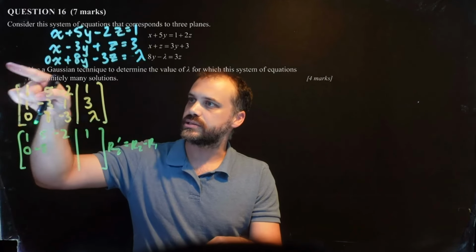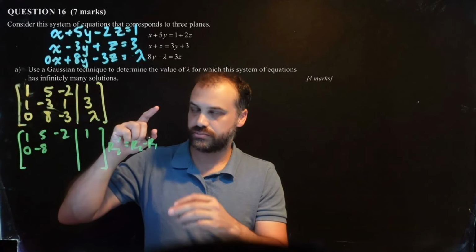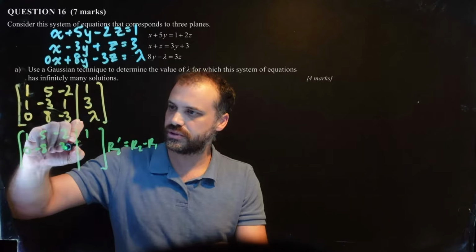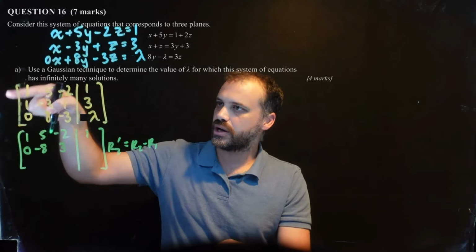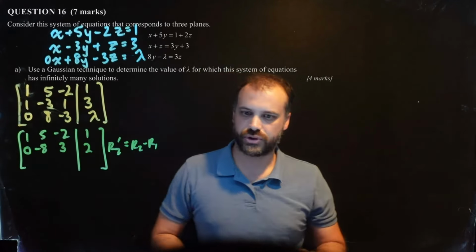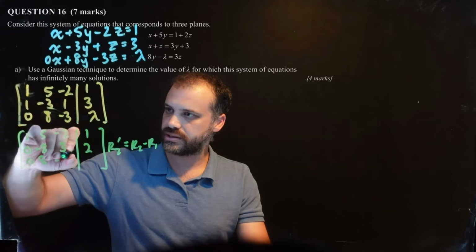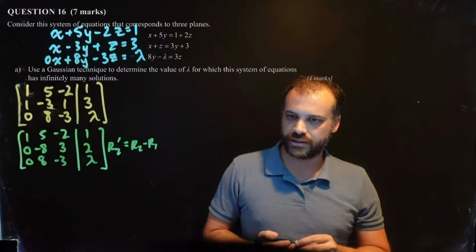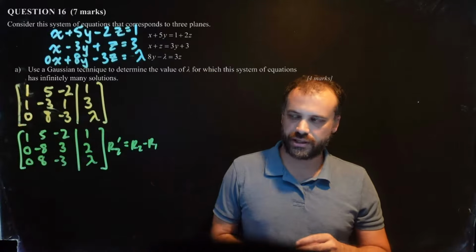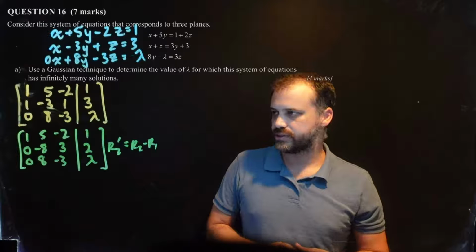1 minus 2 is the same as 1 plus 2, which is 3. And 3 minus 1 is 2. All right, and nothing happens to row 3: 0, 8, negative 3, and lambda. I see something interesting happening in our future. Let's see where it goes.